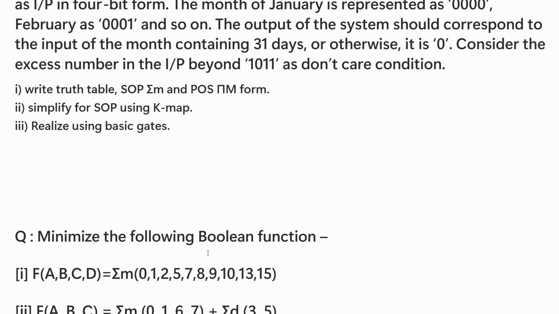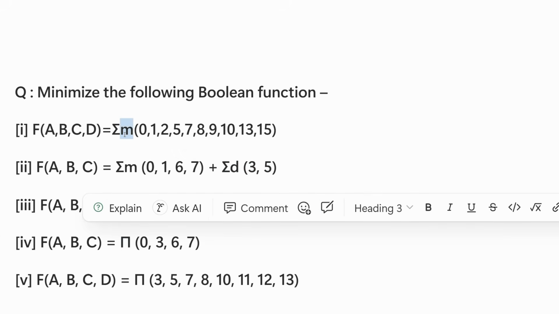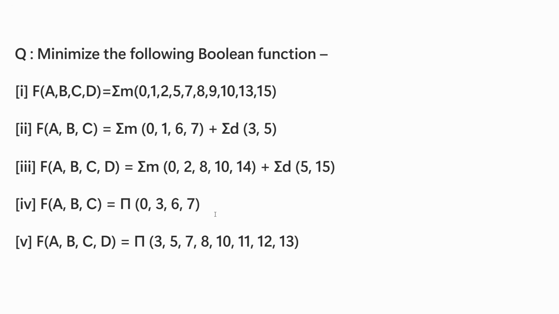Now moving towards the next question, which is: minimize the following boolean functions. Here the boolean functions given are first, second, third, fourth, fifth. On the basis of that we have to minimize them using K-map. I already solved these different types of questions which may be asked in the VTU examination, like don't care, 3 variables, 4 variables, max terms, min terms. You go and check out my playlist.